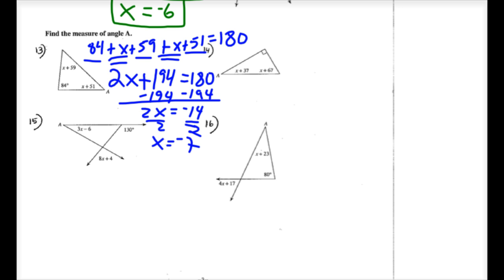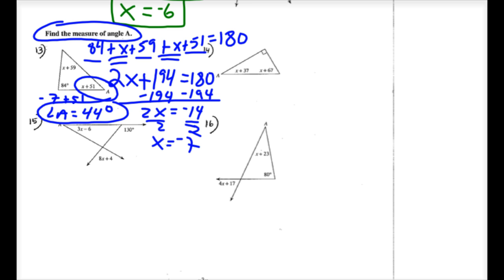Yes. Okay, do not circle that. We neglected to read the directions at the beginning. What do we have to find here? It does not say solve for x. Find the measure of angle A. So our job is to find the measure of angle A. X is negative 7. A is x plus 51. So I have to do negative 7 plus 51. Angle A equals 44 degrees. So make sure you read the directions and actually answer the question.